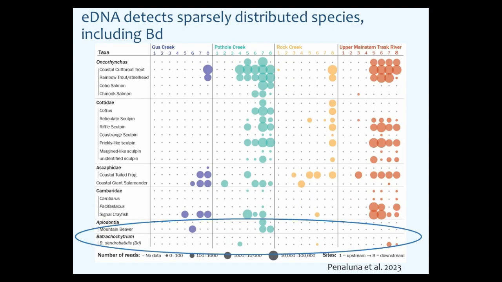So again, this is the same study in coastal Oregon in the Trask watershed. And you're seeing that eDNA detects sparsely distributed species. So just as an example, I mentioned that it can detect mammals. We had targeted beaver, which included mountain beaver because our metabarcode could detect them. We didn't actually detect any beaver, but we did get mountain beaver. And we were able to detect BD.